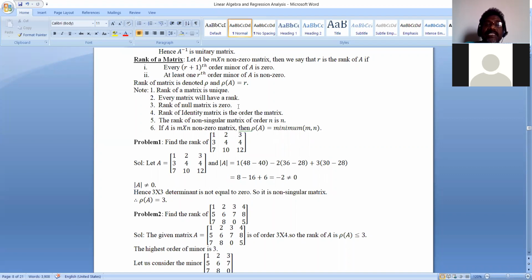The rank of a null matrix is 0. The rank of an identity matrix is the order of the identity matrix. If you have a 3 by 3 identity matrix, the rank is 3. If you have a 4 by 4 identity matrix, the rank is 4. Like that, the rank of an identity matrix is the order of the matrix. The rank of a null matrix is always 0. The rank of a non-singular matrix of order n: what is non-singular here? Determinant of A is not equal to 0.